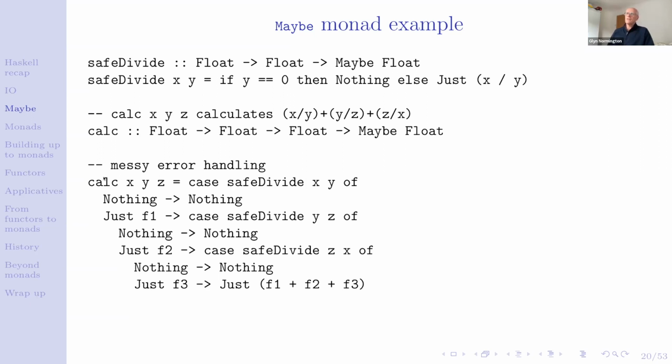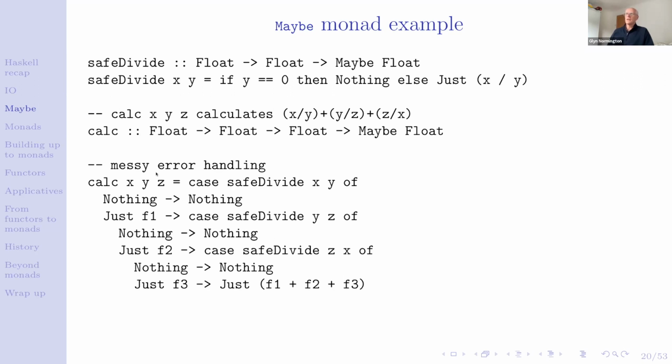And if you implement it in a very basic way, you have to kind of pick your way through this and say, if safe divide, let's divide x by y first. If safe divide blows up and we get nothing, then the result of calc is nothing. Otherwise, if safe divide gives Just f1, then we can do the other divisions and carry on forward and end up with Just f1 plus f2 plus f3. So that's x divided by y, y divided by z, and z divided by x.